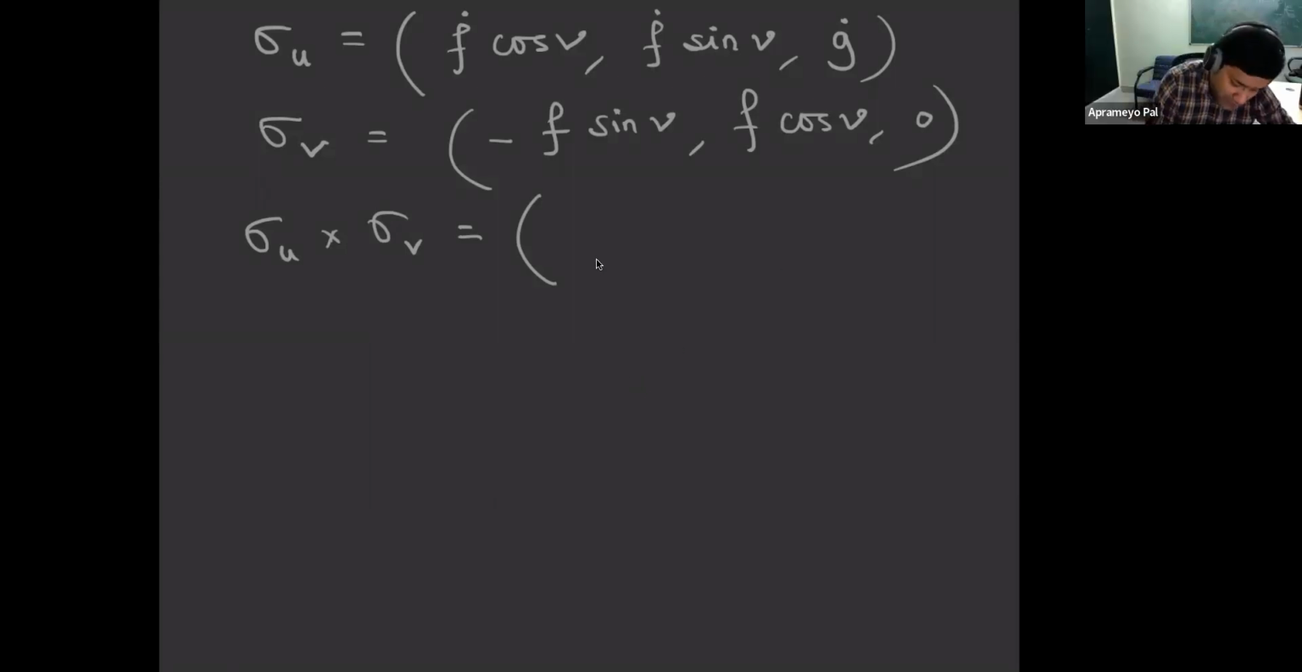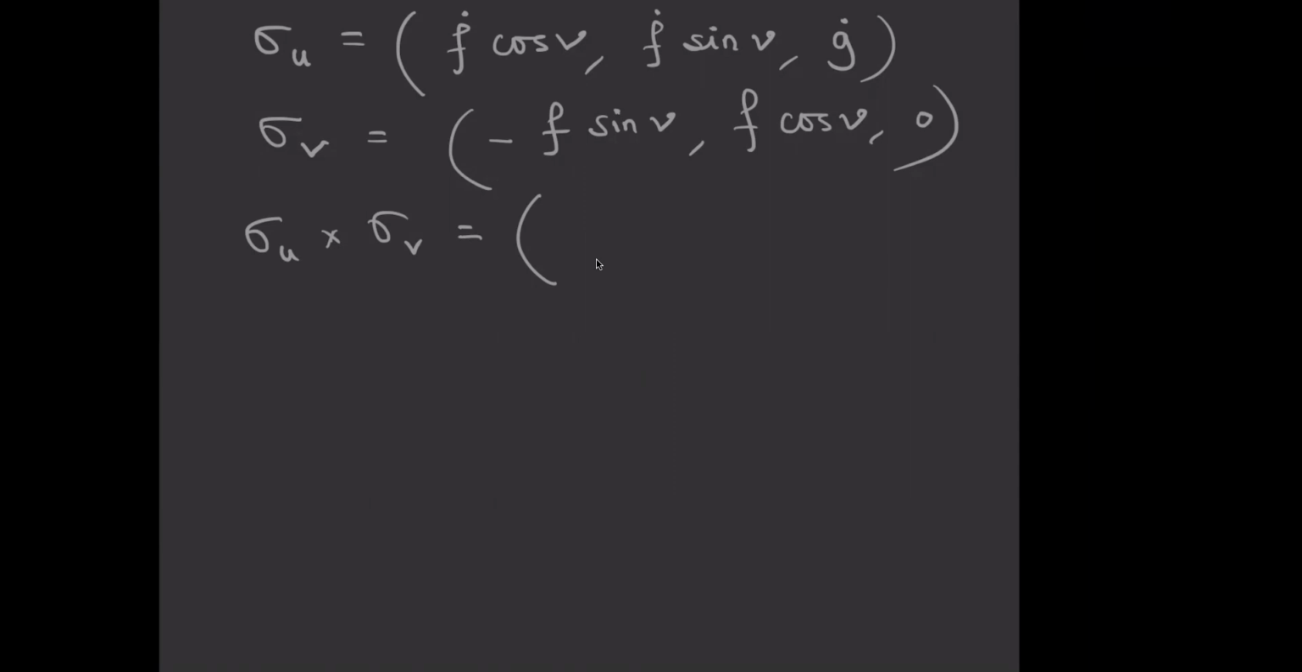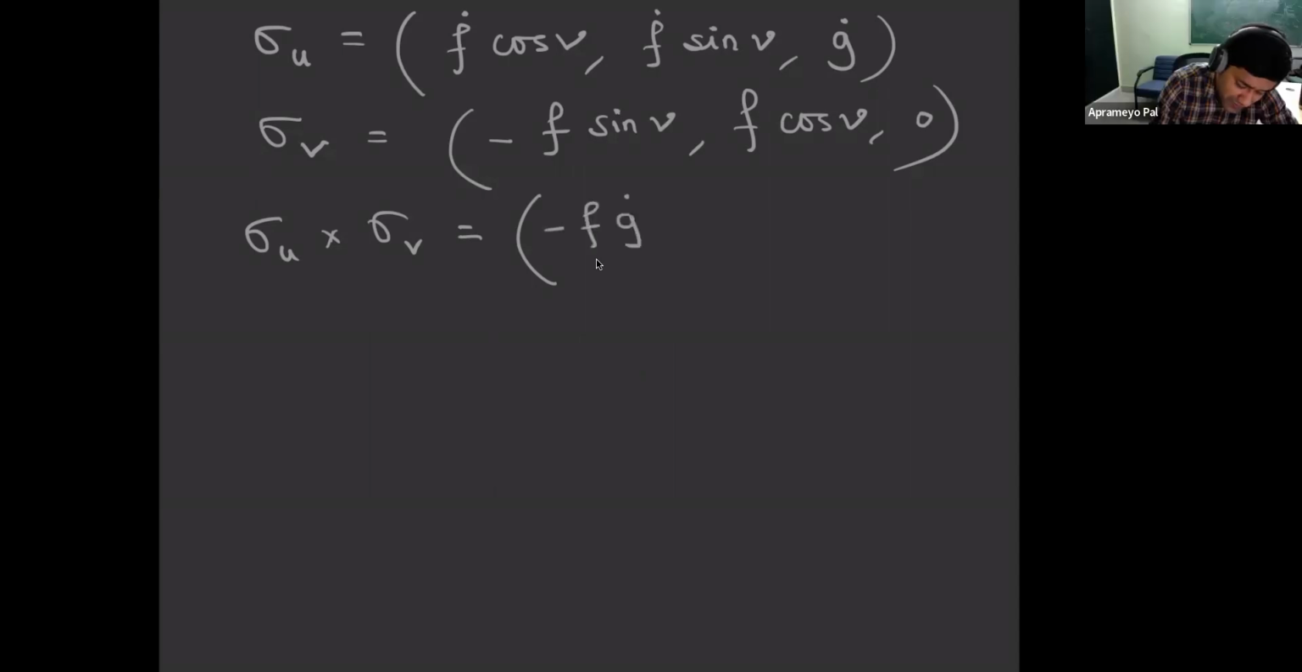No, it's not zero. You have to compute it. It gives g dot cos v, and minus f g dot cos v, right?